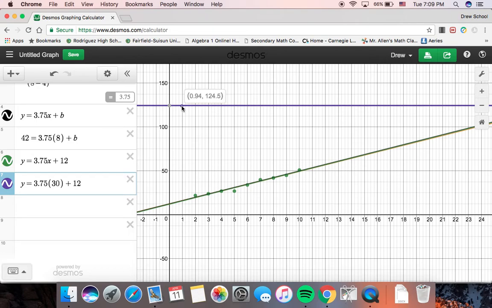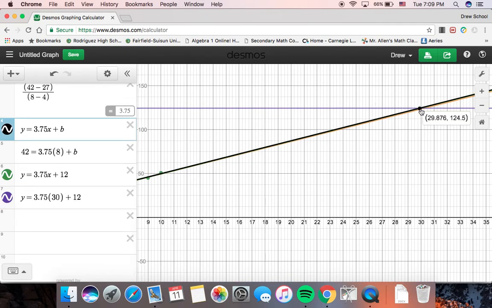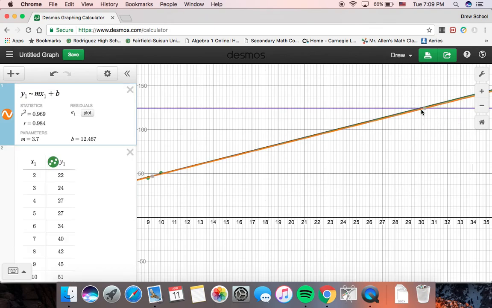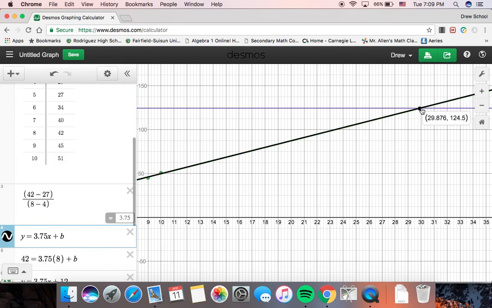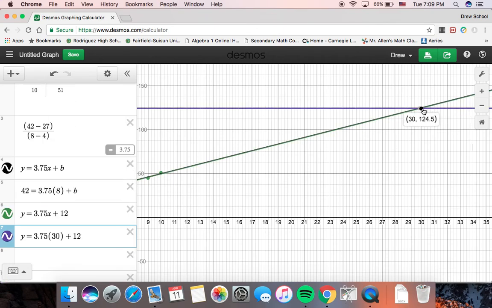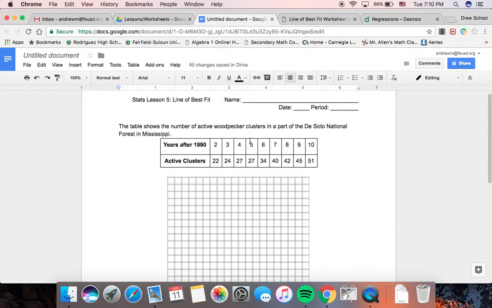Our line is 124.5. So it looks like in the year 2020, there will be 124 clusters of woodpecker clusters, or active woodpecker clusters, in DeSoto National Forest.